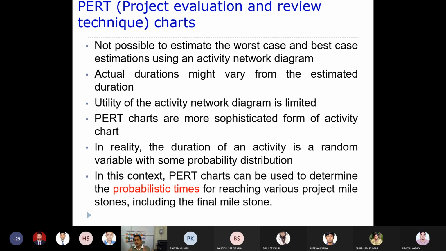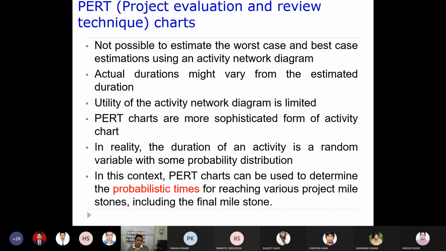Maybe it is a normal distribution, like in the case of effort we have seen. There is a distribution where the number of people employed at different times gradually increases, goes to a peak, and then reduces. Similarly, here also it follows some sort of probability distribution. That particular activity may sometimes take 1 month, sometimes 10 months, sometimes 5 months. So you have many variations, and that can be represented through some probability distribution.